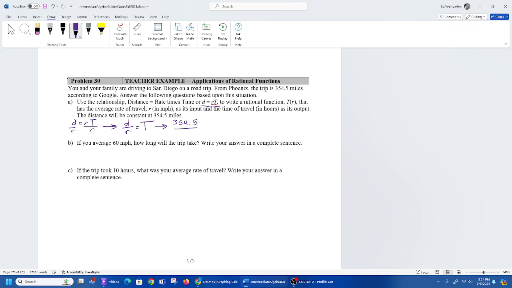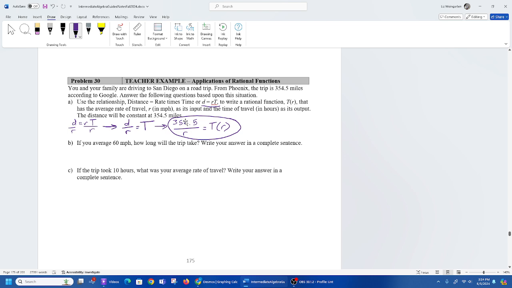354.5 miles. R is our independent variable. T is the function of r. So this is what they're looking for. They want t all by itself, and they want r to be the independent variable. The distance remains the same no matter how fast you go.